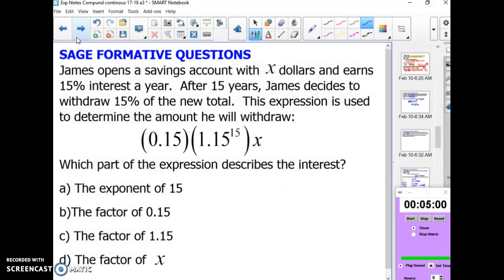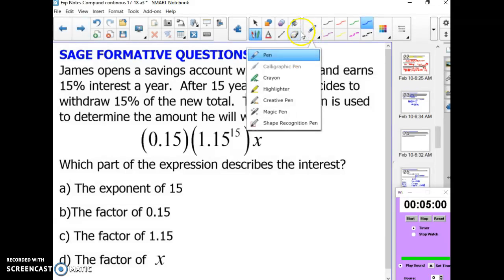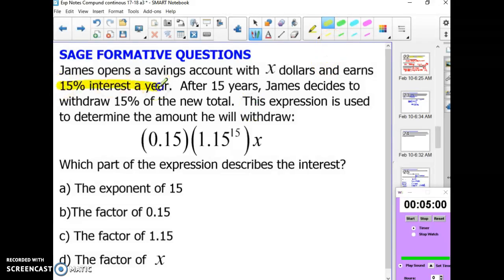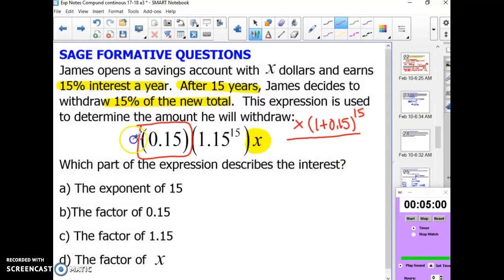Okay, on this one. James opens a savings account with X dollars that earns 15% interest per year. After 15 years, James decides he wants to withdraw 15% of the total. This is the expression. So this is just my original thing. This is what's going to happen. So we go 1 plus 0.15 to the 15, and this is times X, right? So just talking about this, that's before he's going to withdraw this 15%, which is what he's going to withdraw after 15 years. Which part of the expression describes the interest?